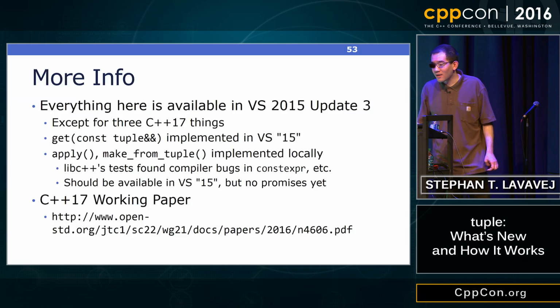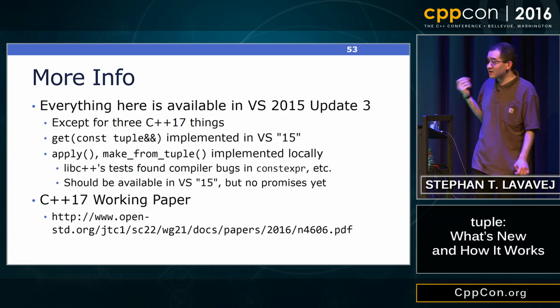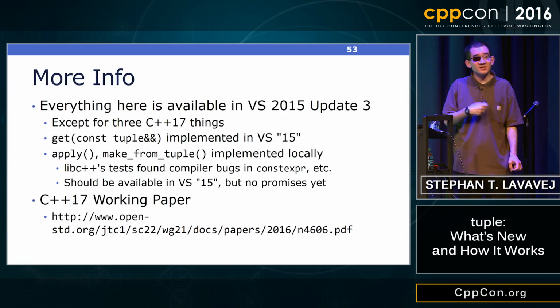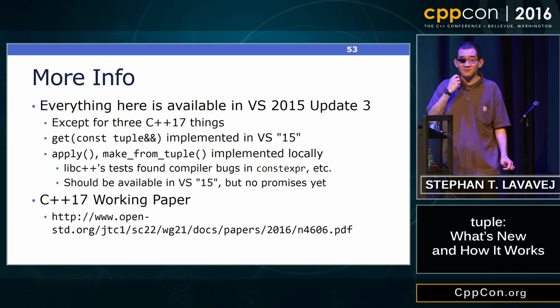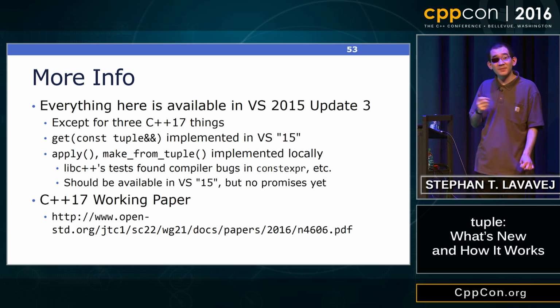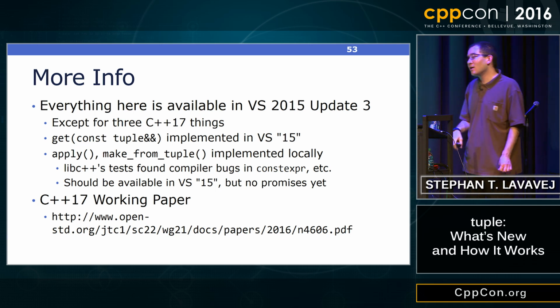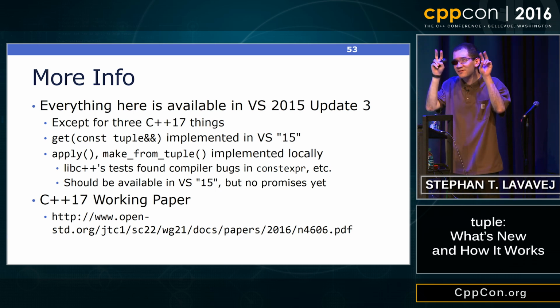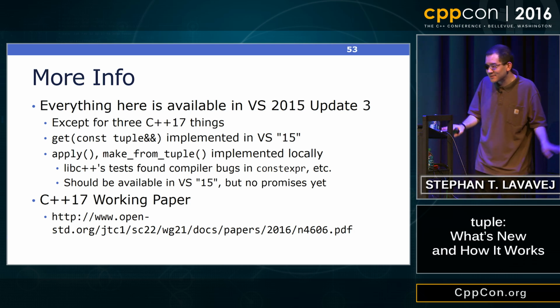So if you want to know more, I did mention everything here is available in VS 2015 Update 3. The only things that are missing are things that are voted into the standard very recently. Get for const tuple ref, all of those overloads have been implemented. They will appear in the next version, which is confusingly called VS 15, in air quotes. I did not name it.